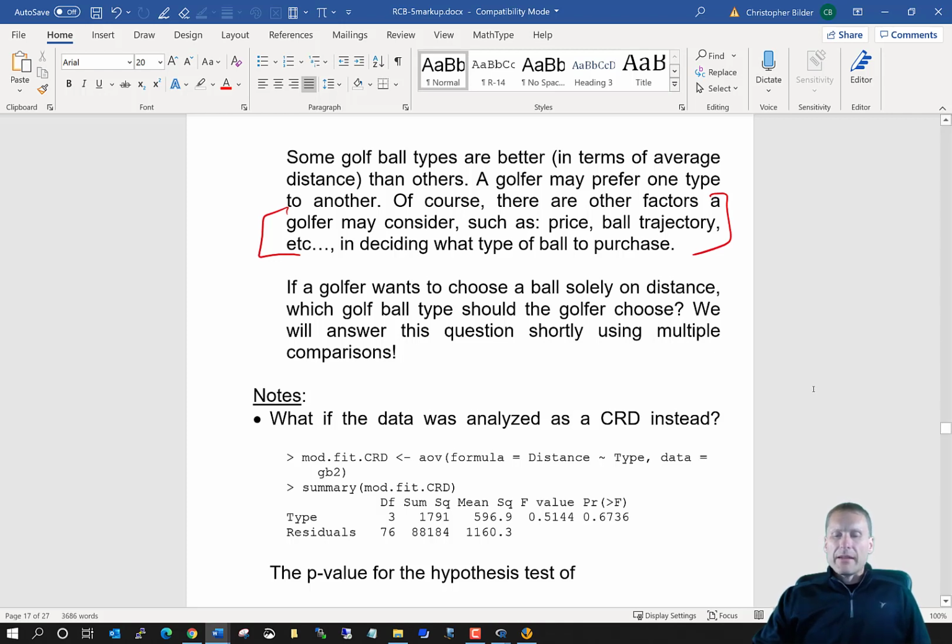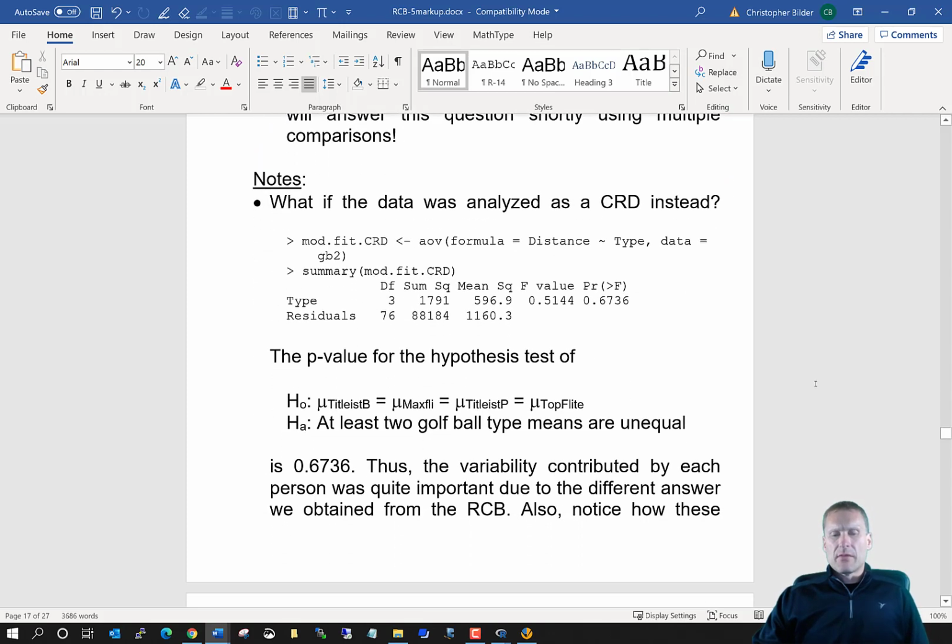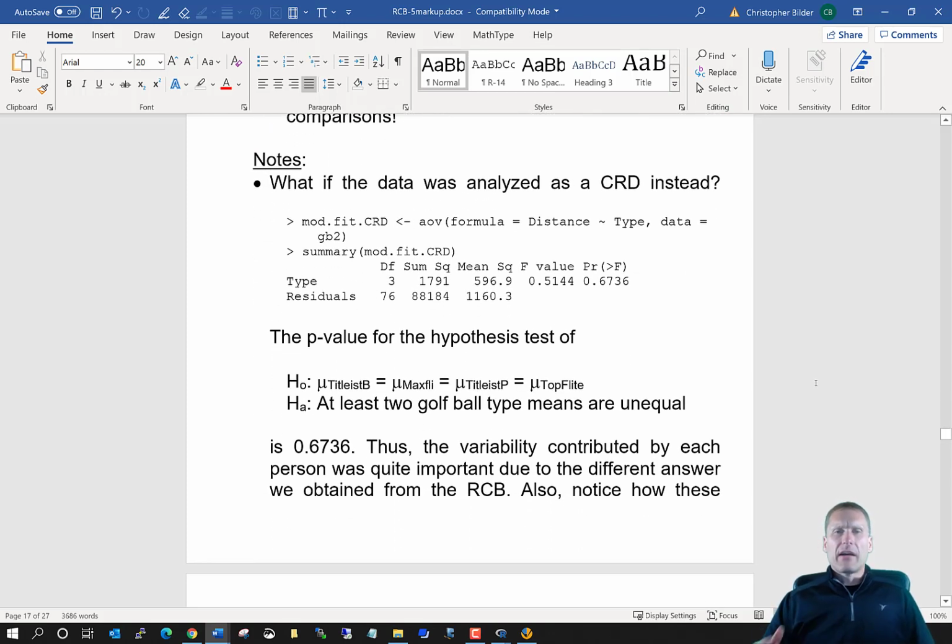Okay, now what would happen though if we did actually analyze the data as if it were a completely randomized design? So I can use exactly the same code as above, but now I don't put person in there. I just put type in my formula argument. I save the results into mod.fit.crd, and here is then my corresponding ANOVA table for a CRD.